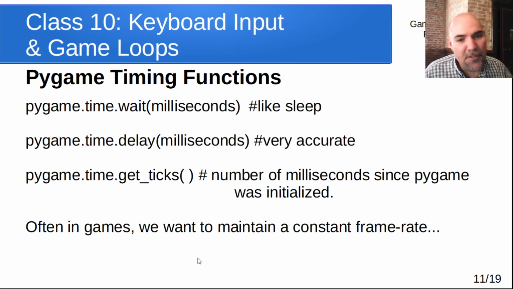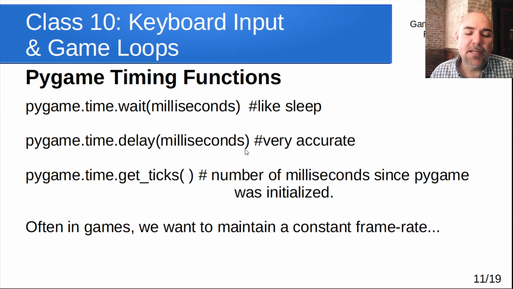All right, now a couple other functions that I want to mention here. Timing functions. There's this pygame.time.wait that's in milliseconds. That works a lot like sleep. And it's not particularly accurate, so for waiting for a long period of time, it's good. There's also pygame.time.delay, which is very accurate, which also takes milliseconds. And if you're not familiar with milliseconds, those are thousandths of a second. So for example, if you wanted to wait a hundredth of a second, you'd put 10. If you wanted to wait half a second, you'd put 500. If you want to wait a whole second, you'd put 1,000 in there.